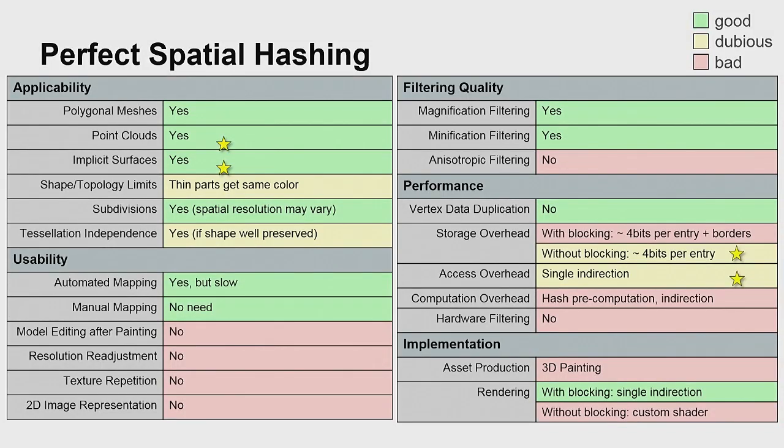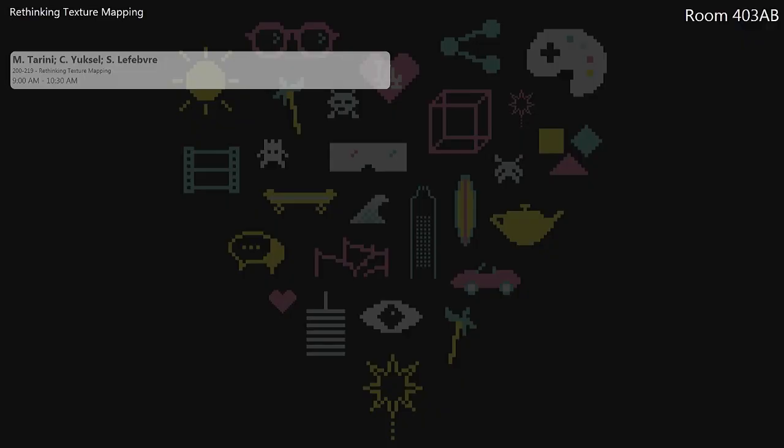And obviously, there's some computation overhead. And in the asset production, rendering is simpler with single indirection with blocking. If you're not using blocking, then you will need to do your linear filtering as well, so it becomes a little more complicated. You'll need to have a custom shader, right? So these are the volume-based representations that we decided to cover.